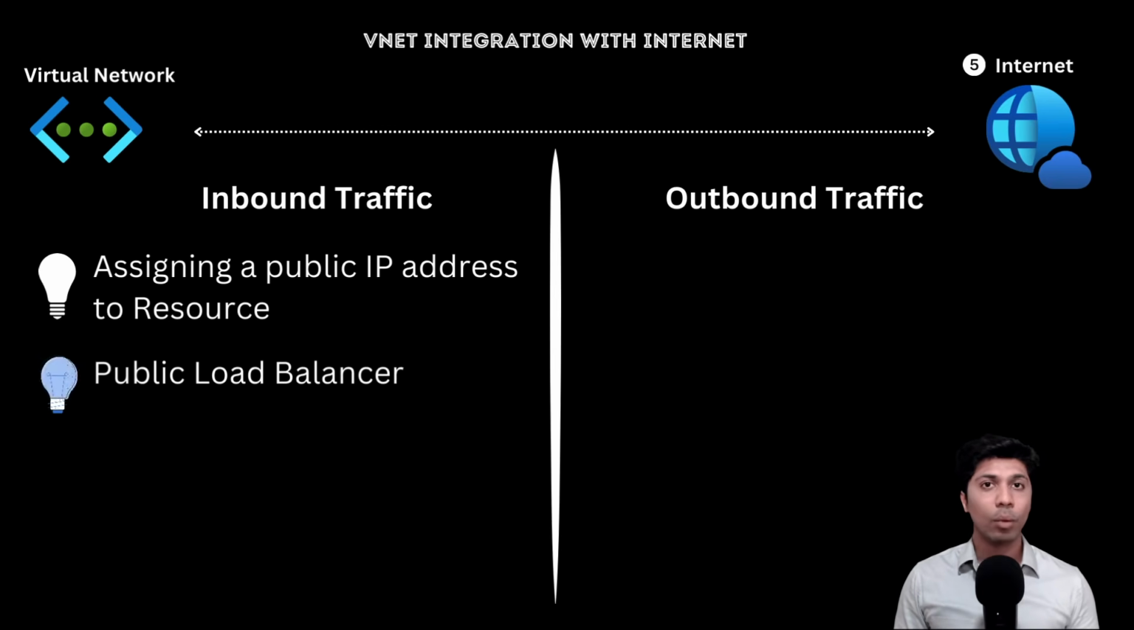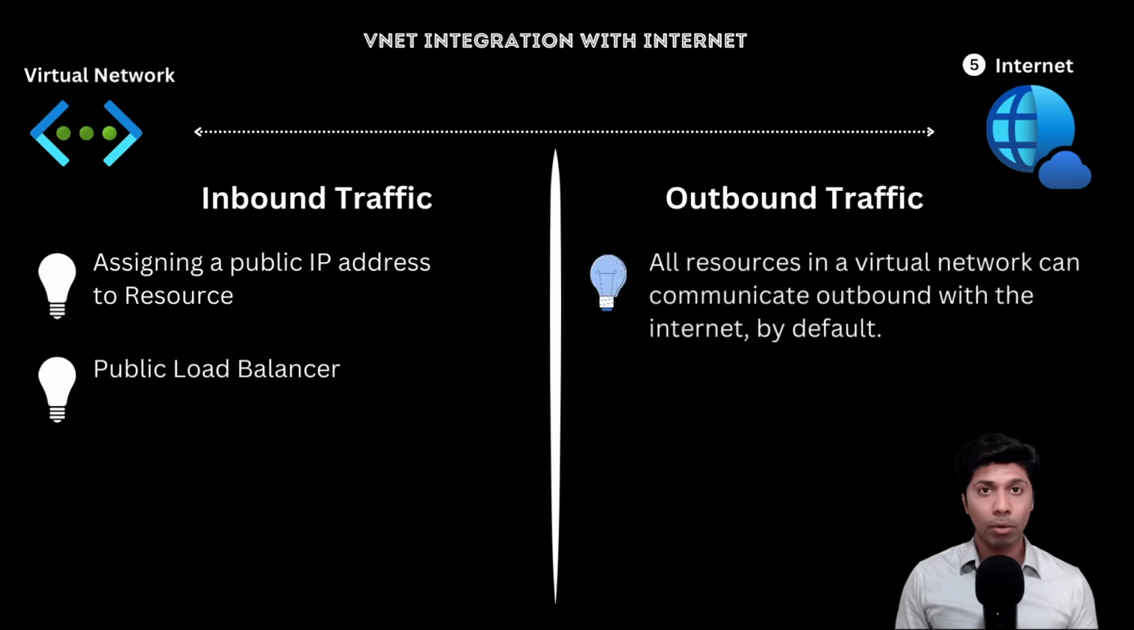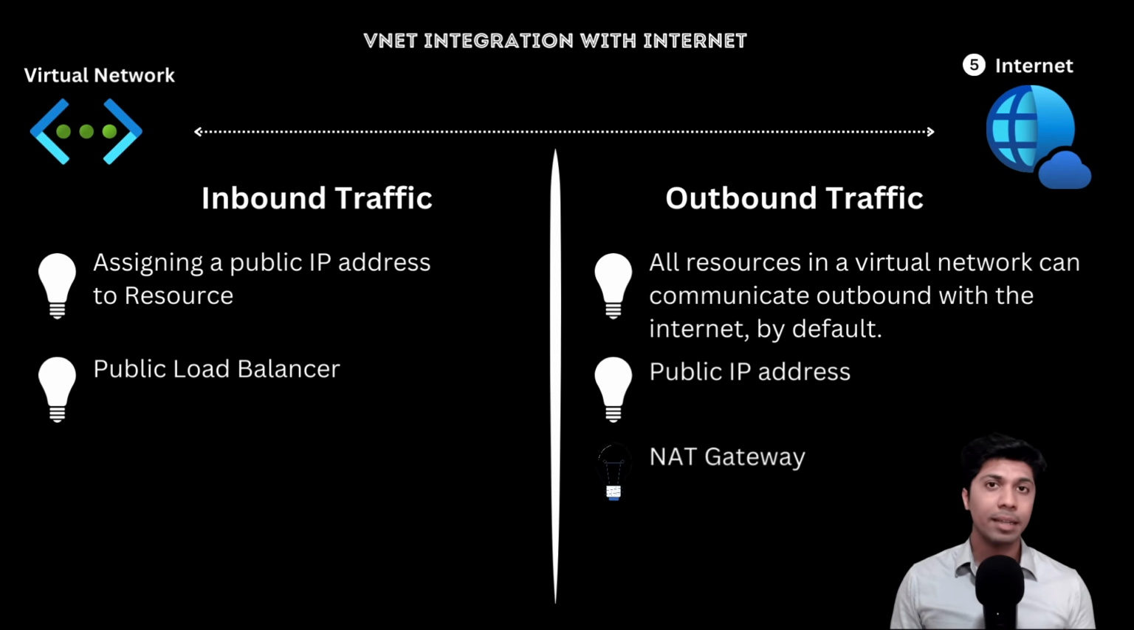Now let's check ways to connect the outbound internet traffic. By default, all the resources in the virtual network can communicate outbound with the internet. Assigning a public IP address to a specific resource is another way. Or you can use network address translation, that is the NAT Gateway service, for outbound communication. You can use Azure NAT Gateway to let all the instances in the private subnet connect outbound to the internet while remaining fully private. By default, inbound connections from the internet are not permitted through a NAT gateway.